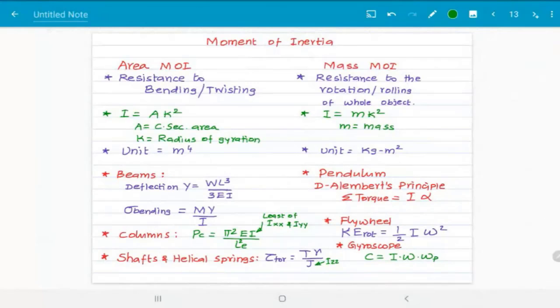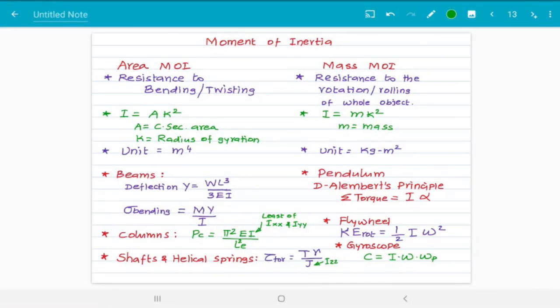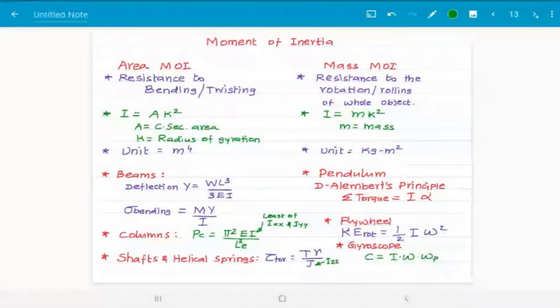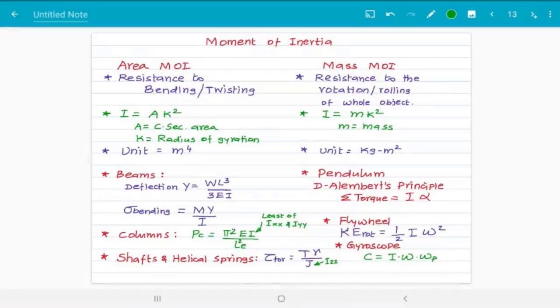So area moment of inertia means resistance to bending or twisting. Mass moment of inertia means resistance to the rotation or rolling of the whole object. General formula: I is equal to AK square, I is equal to MK square. Unit of area moment of inertia is meter power 4, for mass moment of inertia kg meter square. Applications of area moment of inertia: beams, columns, shafts. Applications of mass moment of inertia: pendulum, flywheel, gyroscope, tire. Flywheel, tire, all are coming under the same category.